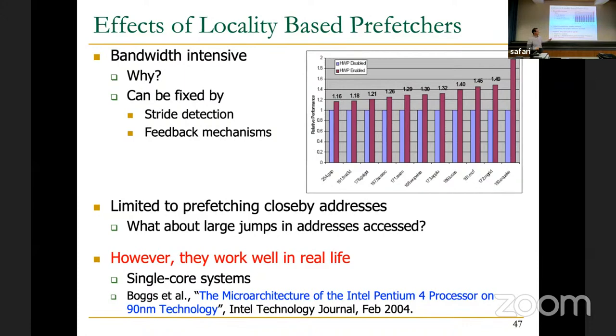Yes, it would capture it because it would have two different stream detectors, one centered around A and the other centered around A plus 5,000. It would capture both of them. 16, 32. The exact number is, of course, confidential, but 16 and 32 are reasonable. Yeah, that's a good question.